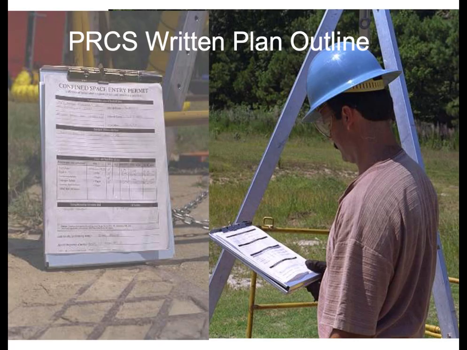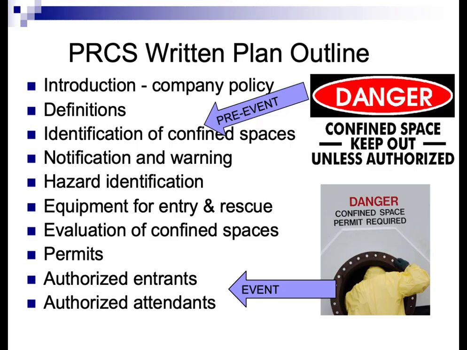So your written plan, as it's outlined, there is a section in the instruction itself which helps you with the plan, where you have to identify the confined spaces within your organization previously, and then you have notification and warning, which is this sign, and hazard identification. This is all done pre-event.